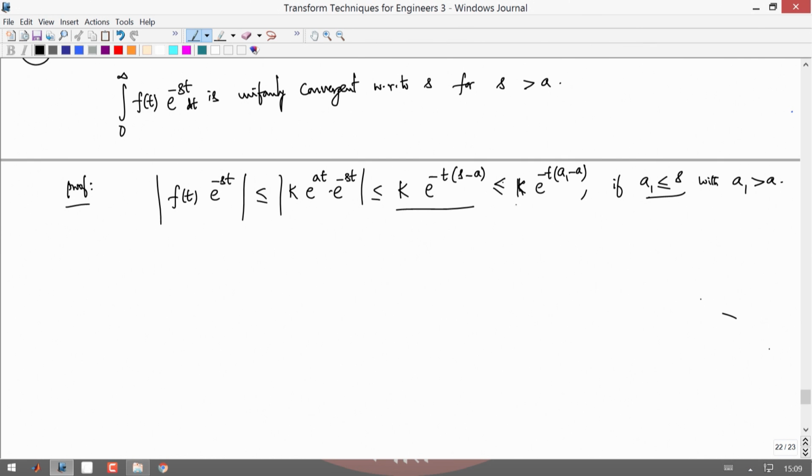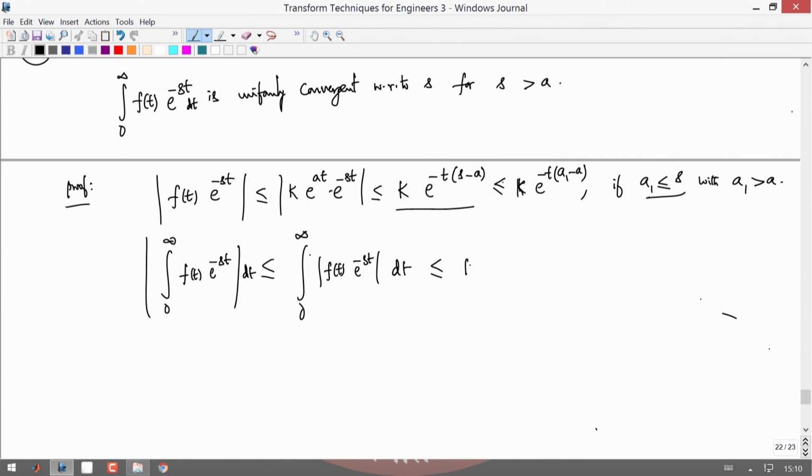Such a thing is always true. So the left-hand side is independent of s. You can take the integral of f(t) e^(-st) from 0 to infinity, and this is uniformly convergent, so it exists. This is because the integral will be less than or equal to the integral from 0 to infinity of the modulus of f(t) times e^(-st) dt.